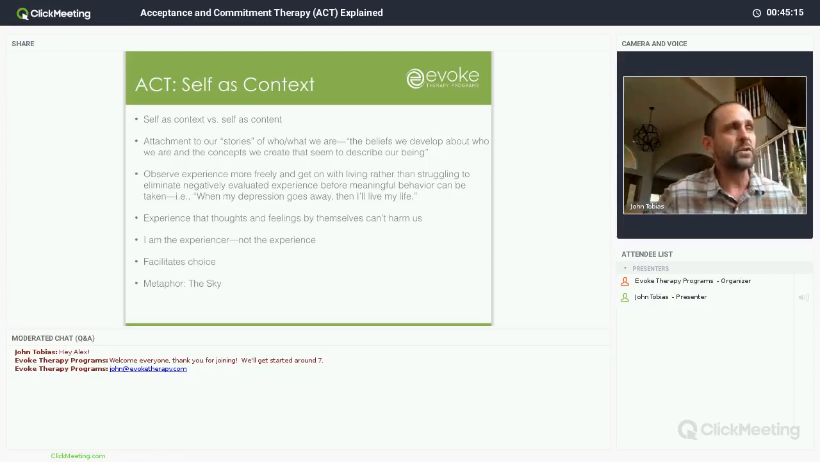And so, if they can become the sky, if they can look at their internal experience from the sky's perspective, then they don't have to get caught up in the storm or the content of their internal experience, right? They can create enough space to let that internal experience do what it's going to do, but you're not getting hooked. You're not getting caught up and swept away in a difficult internal experience. So hope that makes sense. If not, shoot me an email.